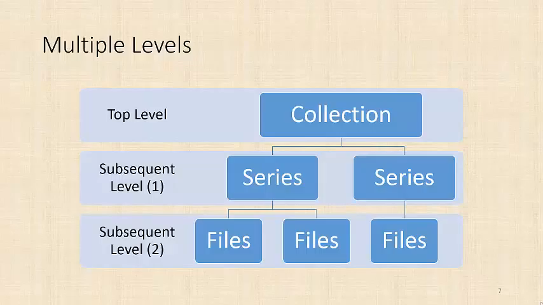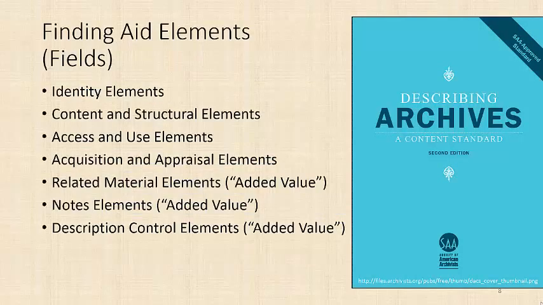Let's look at 7 descriptive elements from DACS. DACS is Describing Archives: A Content Standard, second edition, a manual published by the Society of American Archivists in 2013. The elements are before you here. Identity elements, content and structural elements, we'll talk about these, access and use elements, acquisition and appraisal elements. All of those are included in every finding aid.